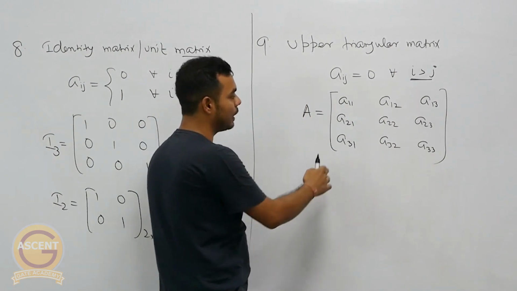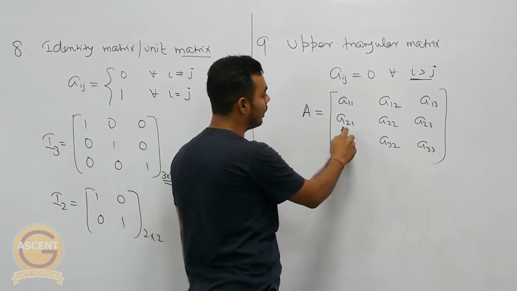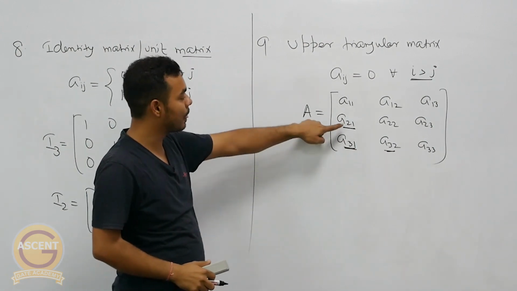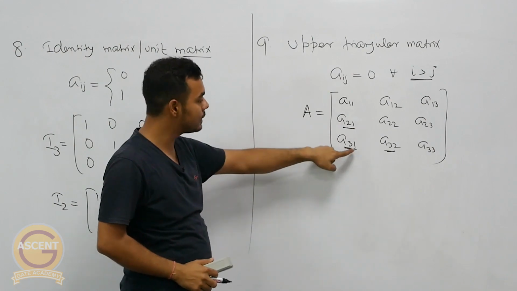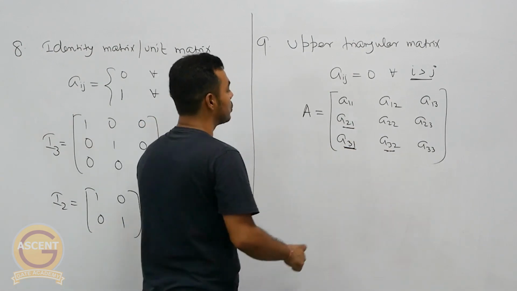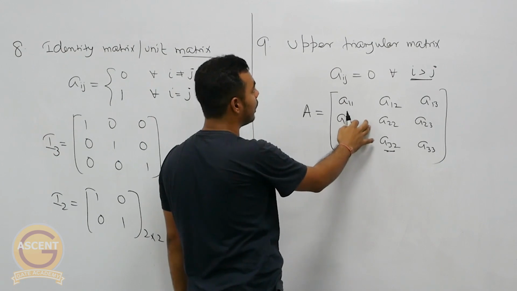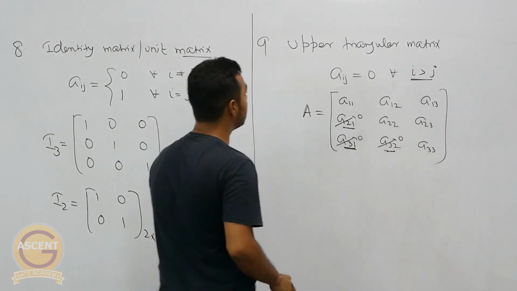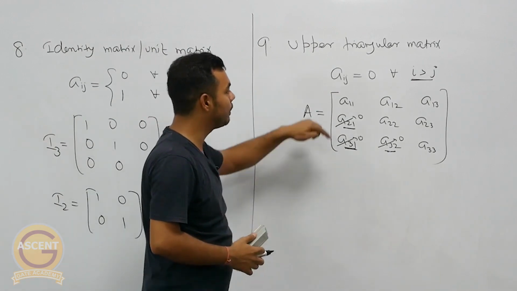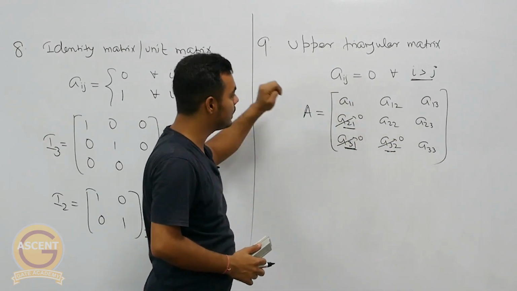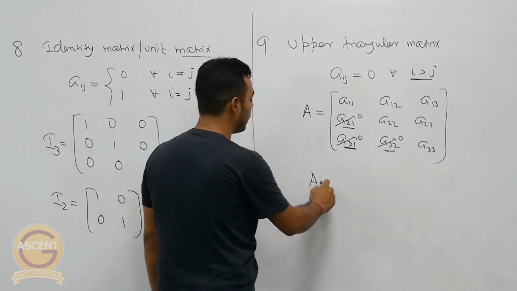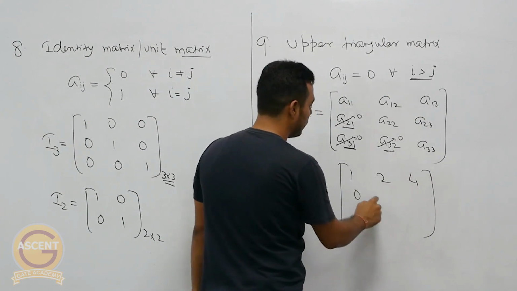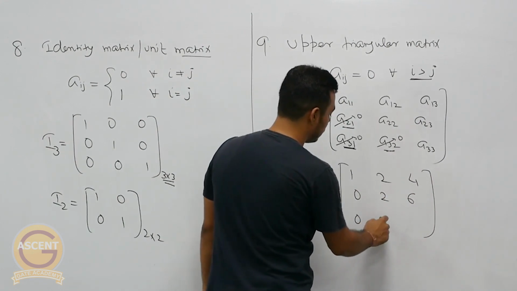So you can see that the elements which are below the diagonal, these three elements, for these three elements i is more than j. i is 2, j is 1; i is 3, j is 1; i is 3, j is 2. And if this matrix is an upper triangular matrix, then these three elements have to be 0. So in case of upper triangular matrix, all the elements which are below this leading diagonal will be 0. So if you want to write an example of upper triangular matrix, you can write first row as say 1, 2, 4. Second row will be 0, 2, 6, and the third row is 0, 0, 4.